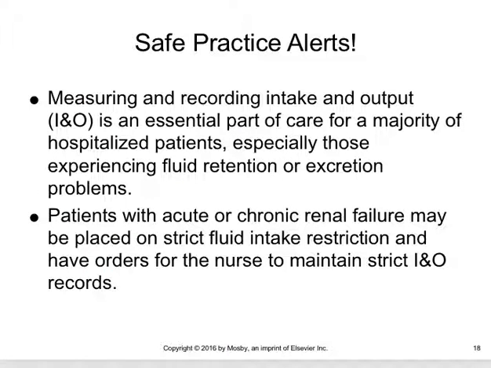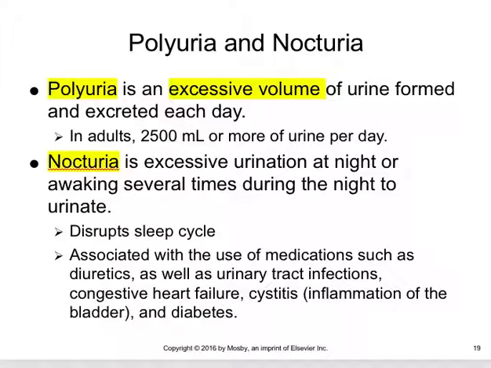I&Os are something you will do a lot as a nurse. They can give us a lot of information, especially for someone who has any kind of acute or chronic renal failure. We often put them on a strict fluid intake limit, and usually it's less, because doesn't that make sense? If you're in renal failure and your kidneys aren't working that well, we probably need to restrict the amount of fluids you have. And that's something the doctor is going to figure out.